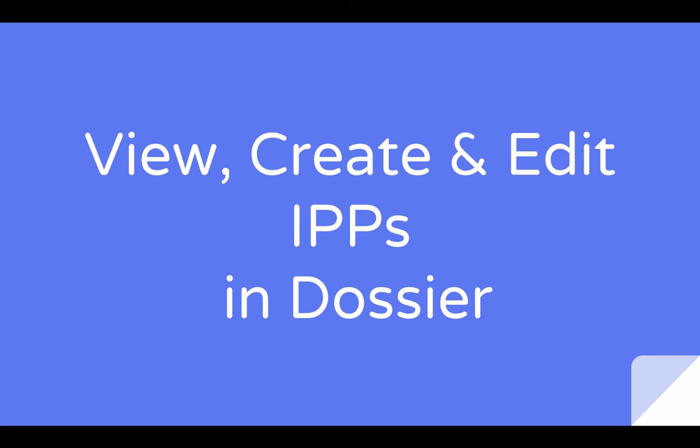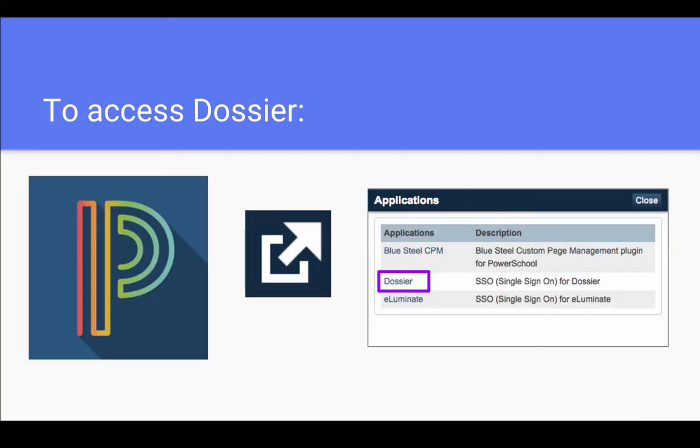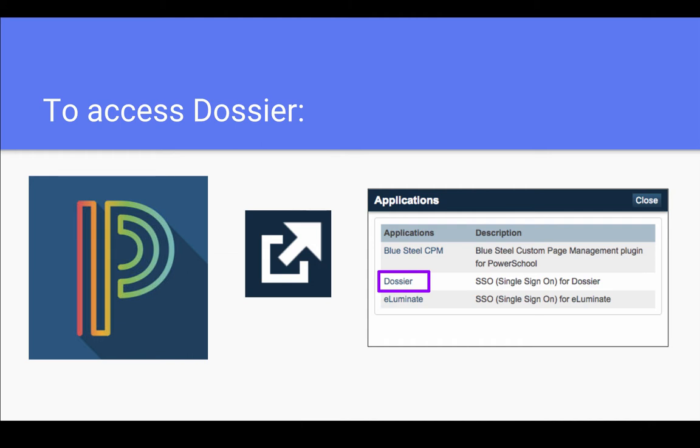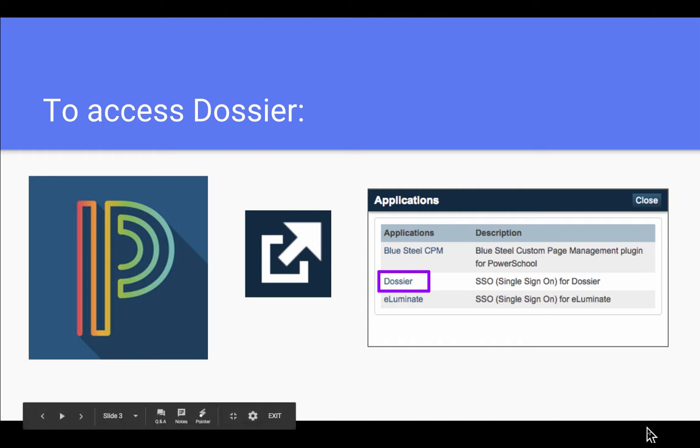This tutorial will show you how you can view, create, and edit IPPs in Dossier. To access Dossier, you need to log into PowerSchool, whether you're a Power teacher or a PowerSchool admin. Then you're going to click on the application shelf and choose Dossier. So let's have a look at that in action.